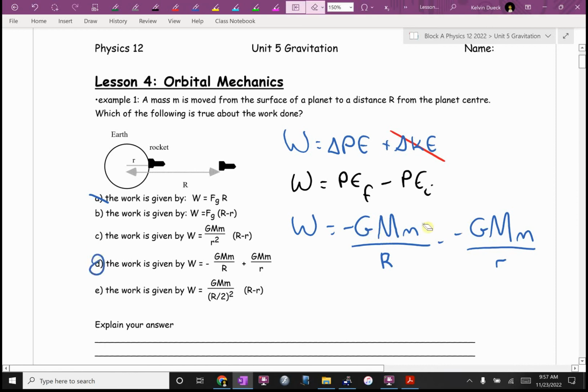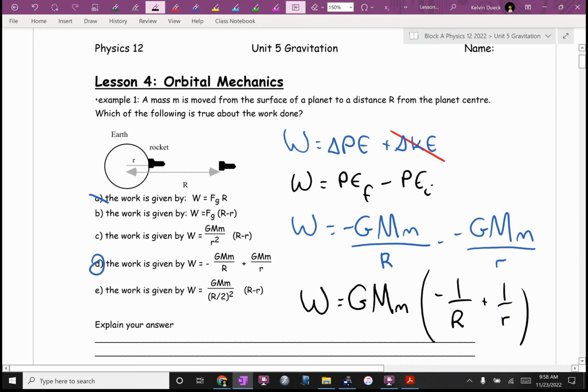Now, is there a big G in everything? Is there a big M in everything? Is there a little m in everything? There is a GCF. Don't write this down, but you may see some textbooks write it this way. They factor out the big G, the big M, and the little m, and then they have negative 1 over big R plus 1 over little r. Although instead of writing negative plus, they'd probably go 1 over little r, take away 1 over big R. I've seen it written that way. I don't know.